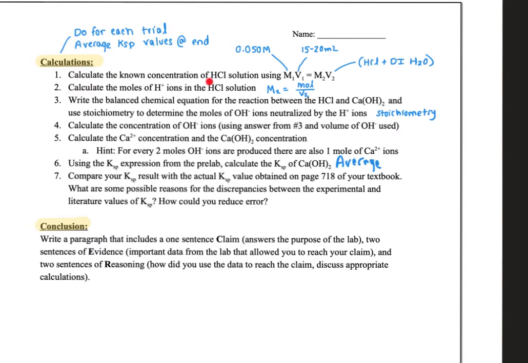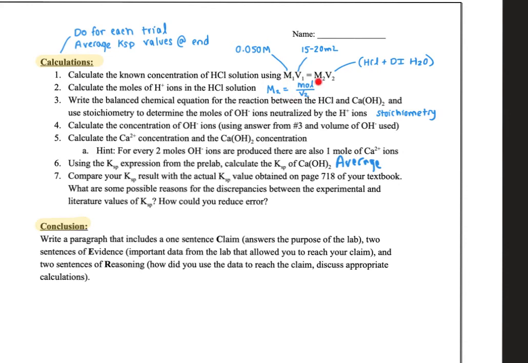We want to find the known HCl using M1V1. Well, we started with 0.05 molar, and you'll have somewhere between 15 and 20 mL. Put your exact amount. We're going to solve for M2, and then our volume 2 is when we add the 25 mL of deionized water, right? What is our new total volume? Calculate moles of H+. Well, I can use my new M2 value and my total volume with the water and find moles.